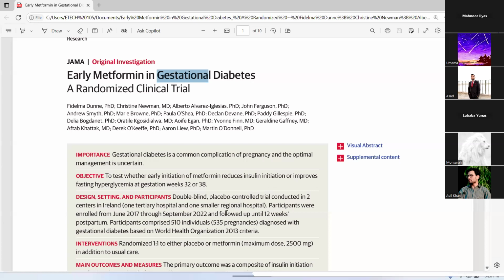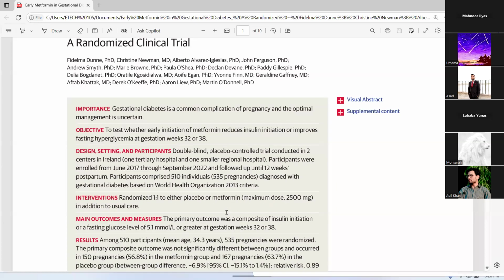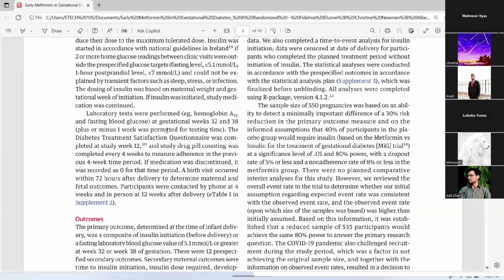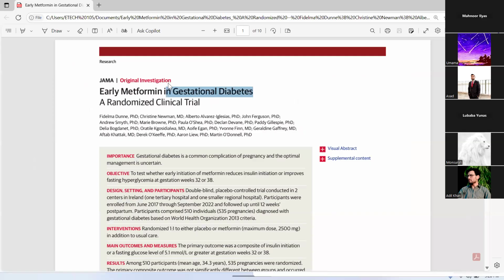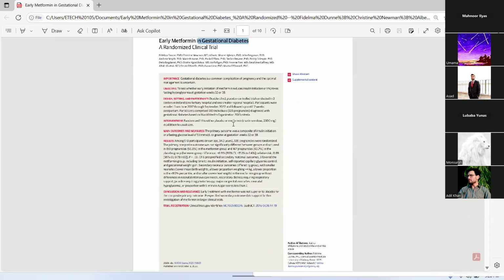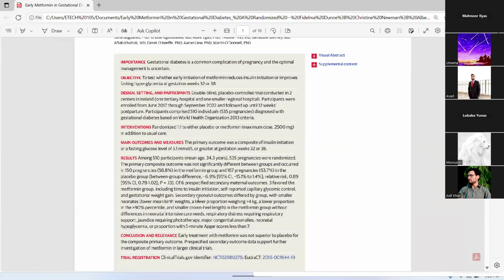I can check my PICO directly from here too. I'll show you how to select a topic for meta-analysis. If you are searching for your PICO, the patient population, you can directly read from here, or from this short summary of the study, which we call the abstract. You can study the patient population from here too.